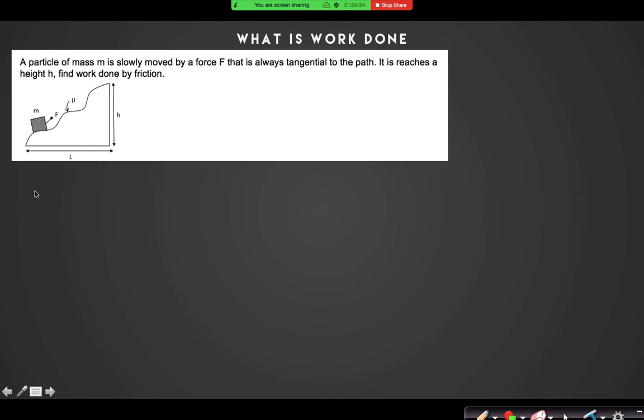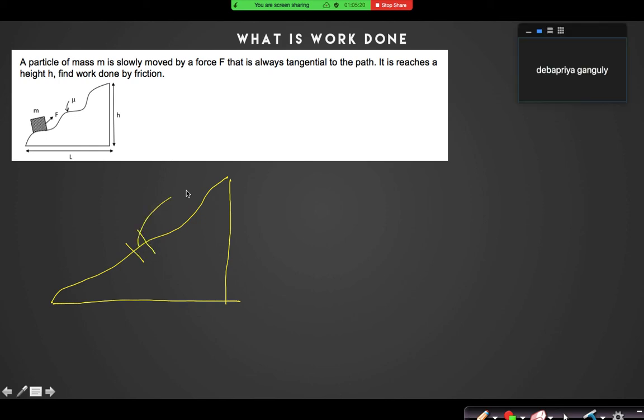Look, this curve is any arbitrary curve, right? Let me draw any arbitrary curve like this. This is the base length L and this is the height h given in your question. Now, let us assume a very small segment from this curve. Let us take a very small segment from this curve and zoom it out. Let us check what is happening during the displacement of this small segment.